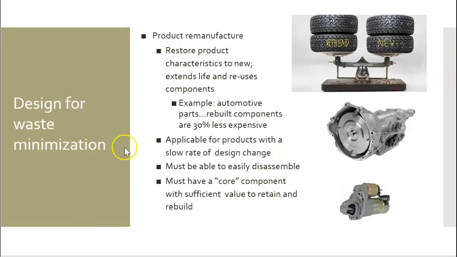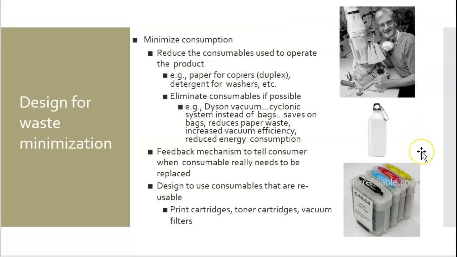So another component of waste minimization then would be product remanufacture. So there's stuff like retreaded tires, which I have not seen in years, but there used to be quite a few of them out there. And then the automobile industry has done a good job with restoring product characteristics to new. So here's a transmission and a starter. Typically, if you need a new starter or a tranny, you get one that's been remanufactured. Automobile batteries also tend to be recycled content.